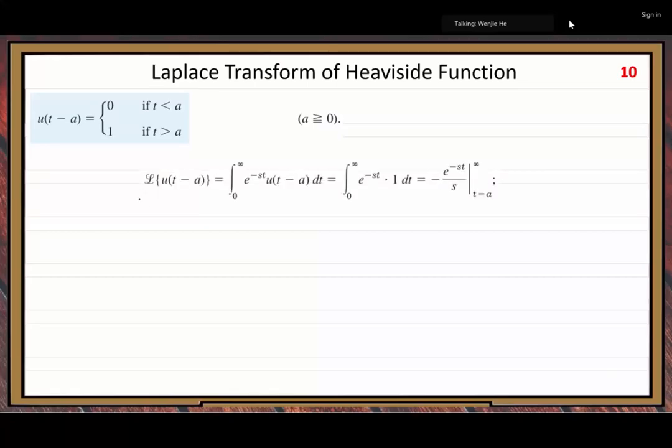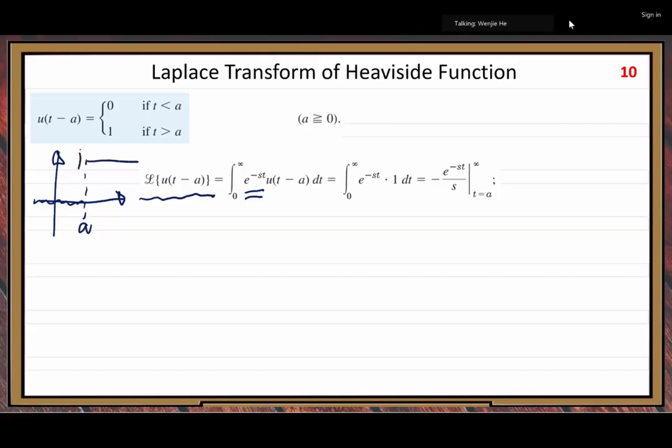First, we want to calculate this one. Then the Laplace integral. We need to remember this is the kernel part, so we copy that kernel part. Then the function itself. Remember, this function at the left-hand side of A is 0. After A, it becomes 1.